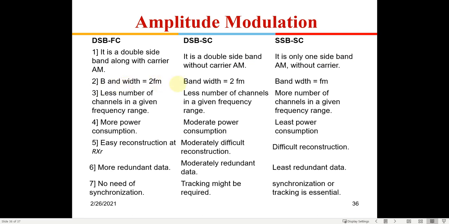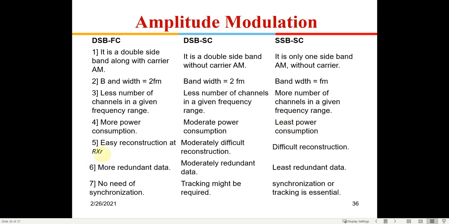The bandwidth is 2 FM. Here the bandwidth is 2 FM. Here the bandwidth is only FM. Lesser number of channels in a given frequency range, because the bandwidth is high. This is also the same, bandwidth is high. Here you can have more number of channels because the bandwidth is less. So if you have some megahertz range, you can pump in more number of channels. More power consumption, moderate power consumption, and least power here, where the carrier signal is not there. Here one of the sidebands is also not there.